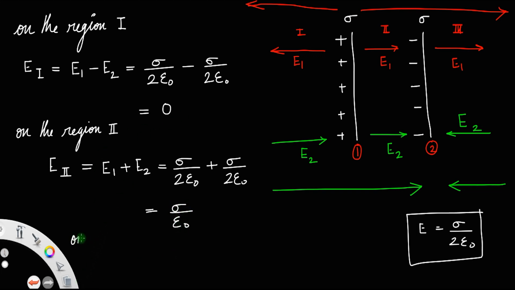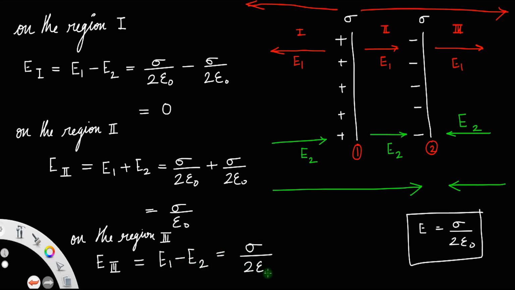And on region 3, we have the net electric field on the third region. That again is equal and opposite, so E1 minus E2, that is sigma by 2 epsilon 0 minus sigma by 2 epsilon 0, which is equal to 0. So there is an electric field only in the second region. Clear?